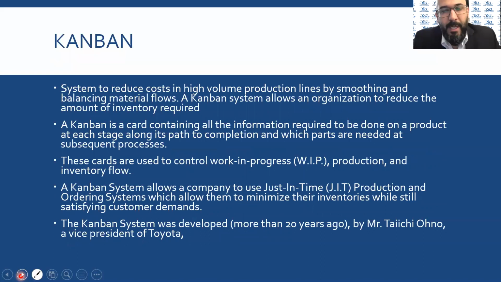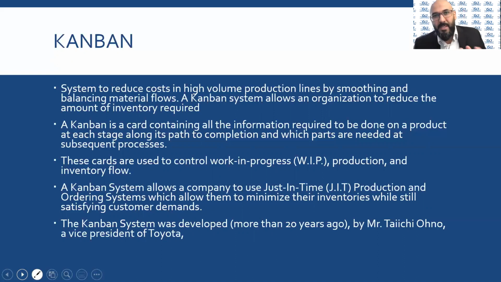Another tool that we could use in Lean is called Kanban, a system used to reduce costs in a high volume production line. So if you have a busy line, you could use Kanban. What it does is smooth and balance material flow. So Kanban is about material flow, how we could smooth it out and make it run as efficiently as we can. The Kanban system allows an organization to reduce the amount of inventory. As long as you have a stable flow of the process, you will have a good inventory and reduce the inventory needed.